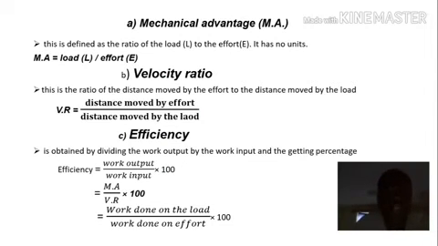The first one is MA, mechanical advantage. Mechanical advantage is the ratio of the load to the effort. L means load and E means effort. Remember, it is a ratio, so it has no units.